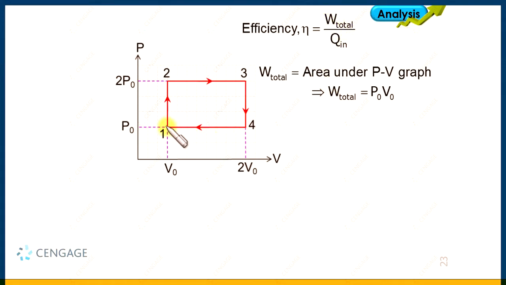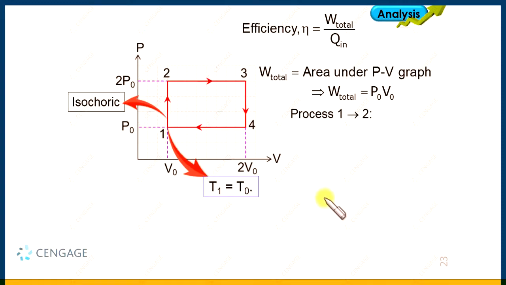Let us take the temperature of point 1 as T naught, that is T1 equal to T naught. We can calculate the value of T naught by using the ideal gas equation also. We are going to take process number 1 to 2. This is an isochoric process, because volume is constant in this process, and in an isochoric process the work done will be 0. That means while moving from 1 to 2 there will not be any work done.